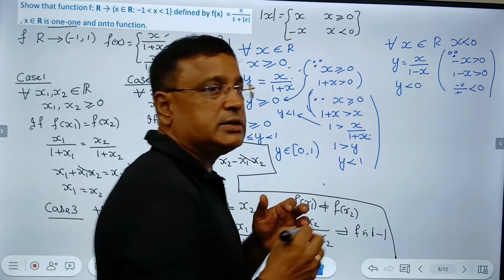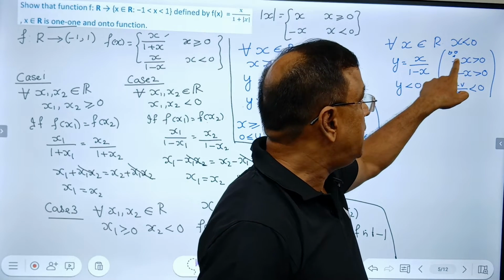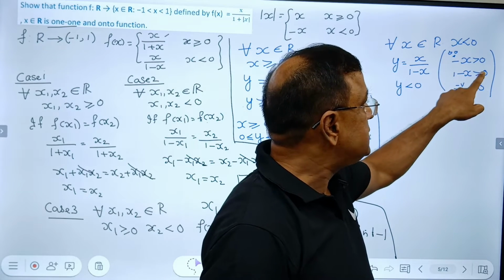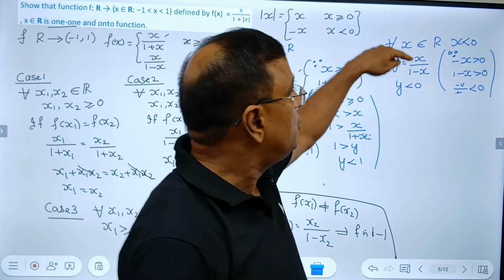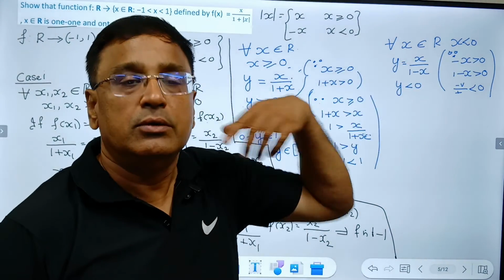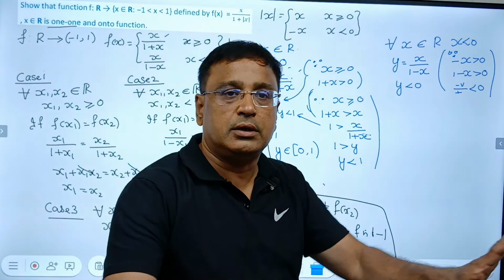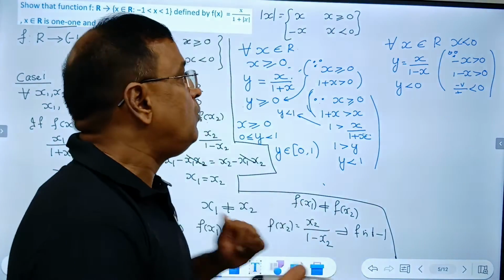Why? When x is negative, minus x is positive. 1 minus x also will be positive. So numerator is negative, denominator is positive, the fraction will be negative. So negative means less than 0. So y is less than 0. That clears one part of it. Now what's the next part of it?